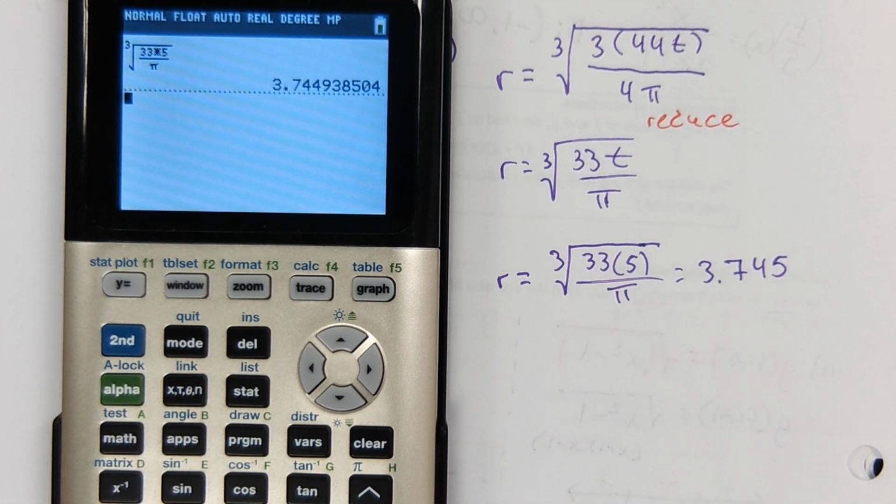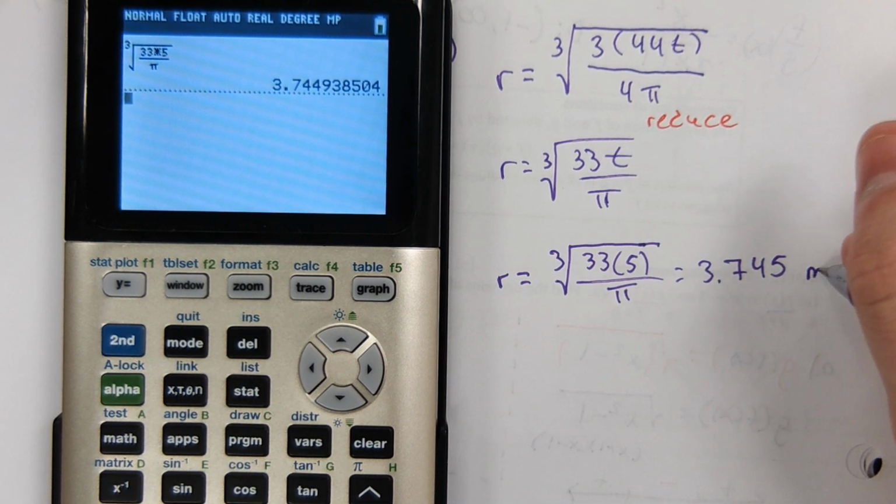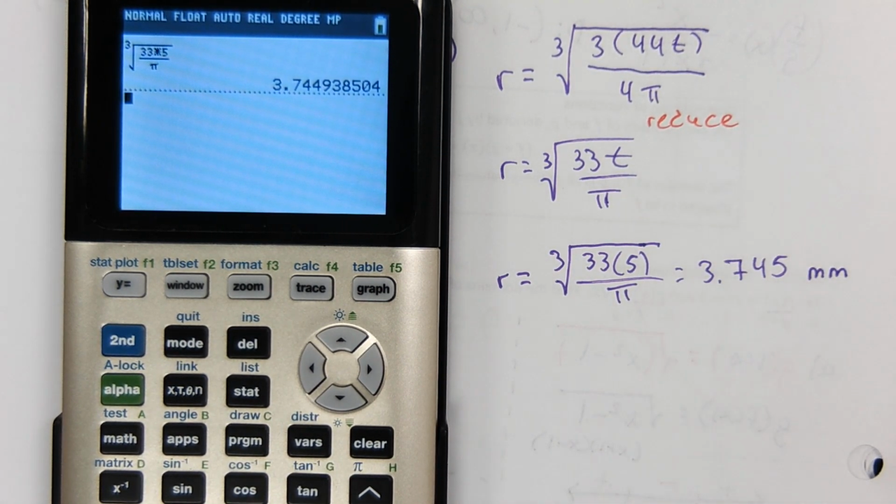And if that's what you write and stop right there, you miss one of the marks. What's missing? Units. There it is.